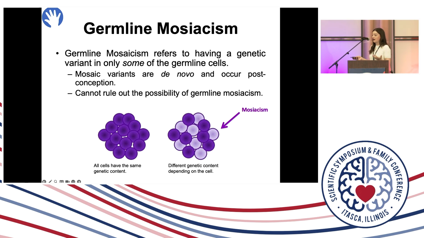And we really are not able to ever rule out the possibility of germline mosaicism. It is very rare, but that's why we're never able to quote you as less than 1% if you have a child that has a de novo genetic change.